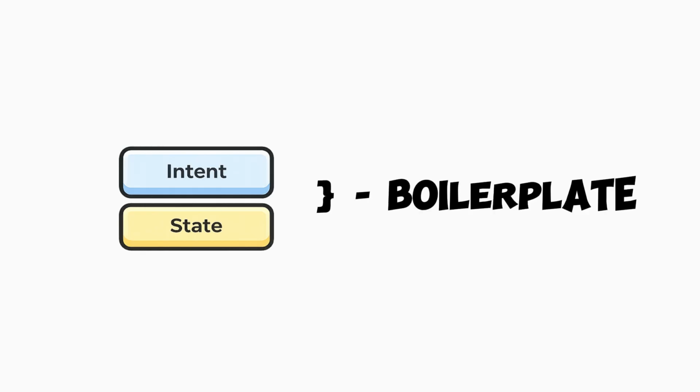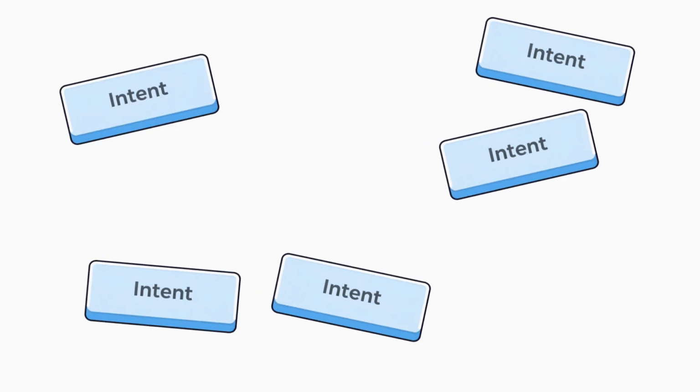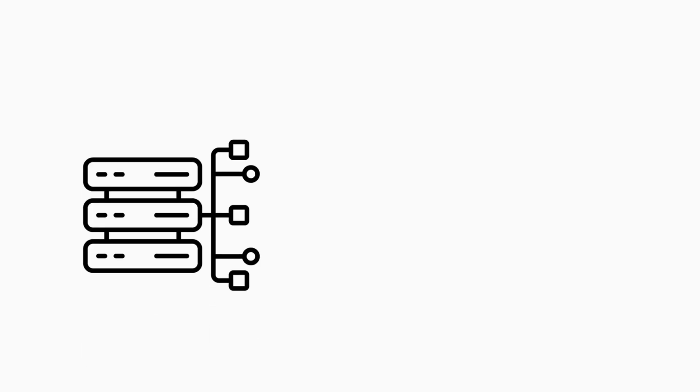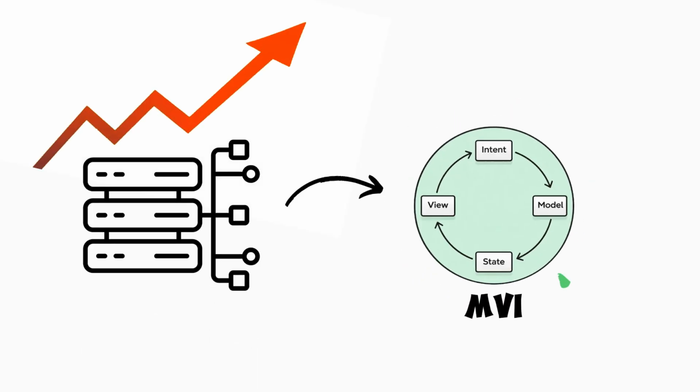The downside is boilerplate, lots of intents, lots of states. For small apps, it's overkill. But when complexity grows, MVI keeps things organized.